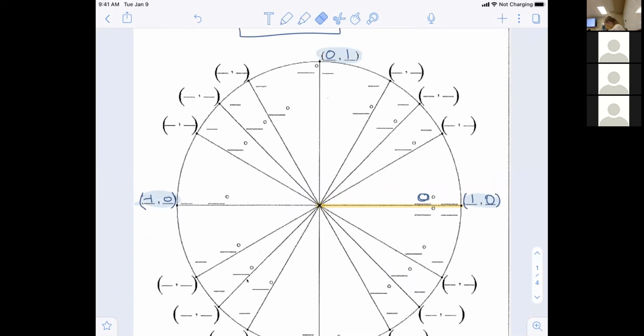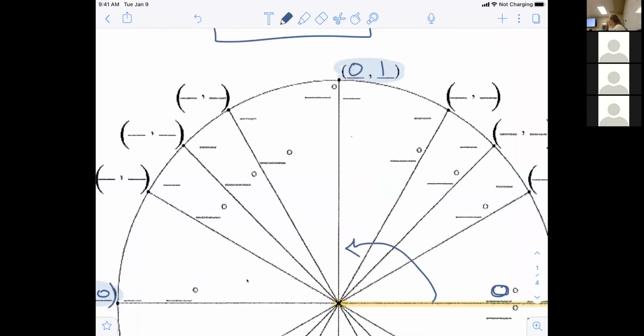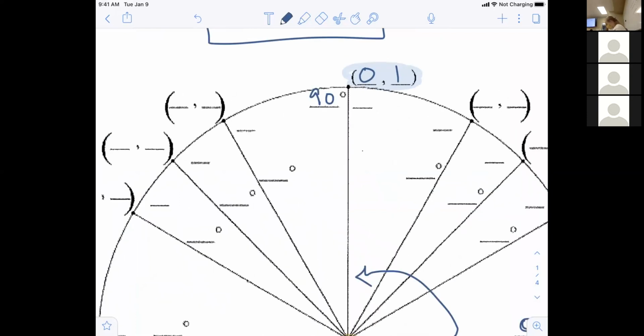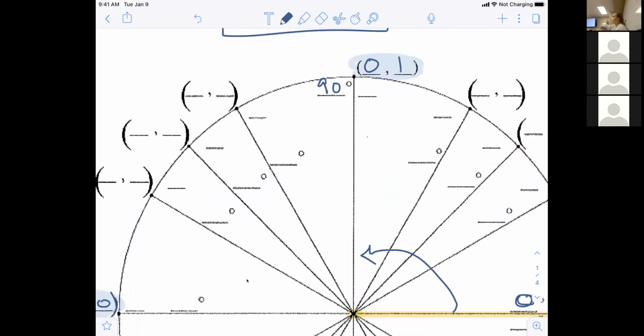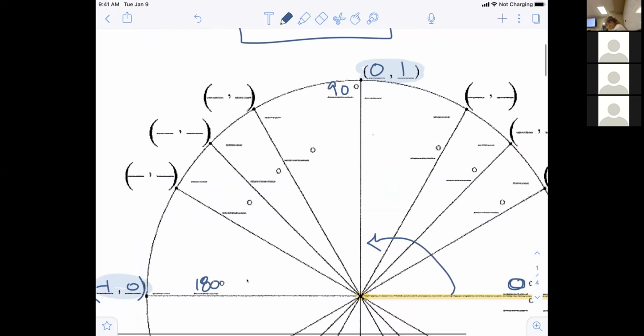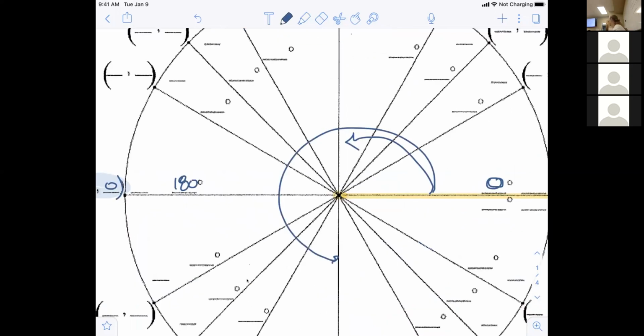What if I go from the positive x-axis up to the positive y-axis? How many degrees have I gone then? 90. I'm going to put that on the degree line right here, 90. What if I go all the way from the positive x-axis to the negative x-axis? 180, very good. What if I go from the positive x all the way to the negative y? 270.